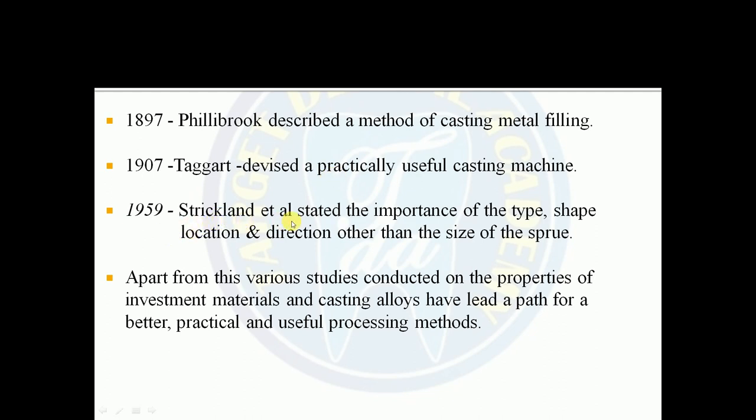In 1959, Strickland et al. stated the importance of the type, the shape, location and the direction, other than the size, of the sprue. Apart from this, various studies conducted on the properties of the investment materials and the casting alloys have led a path for better, practical and useful processing methods.